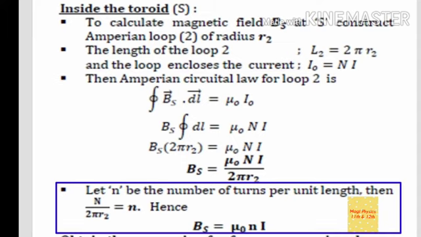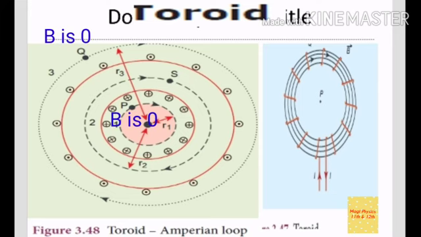Let us imagine small n be the number of turns per unit length, so that the term N by 2 pi r2 in the above equation is replaced as small n. Hence the equation becomes BS is equal to mu naught into n into I. So we can conclude that the magnetic field at any point inside the toroid in the open space as well as outside the toroid in the open space is 0. At the same time, the magnetic field at any point within the toroid will have some value.